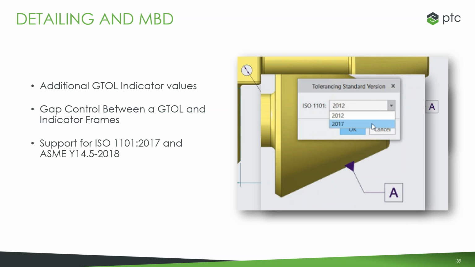And around those standards in general, as they keep getting released, Creo is going to keep evolving right alongside them. So now we've included the support for that ISO 1101 2017 and also the ASME Y14.5 2018.